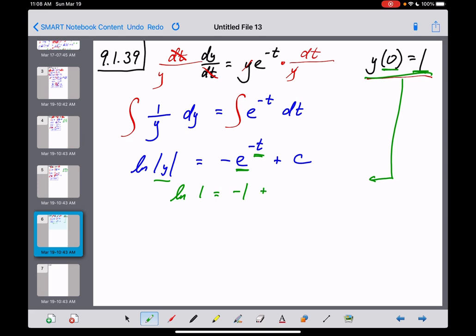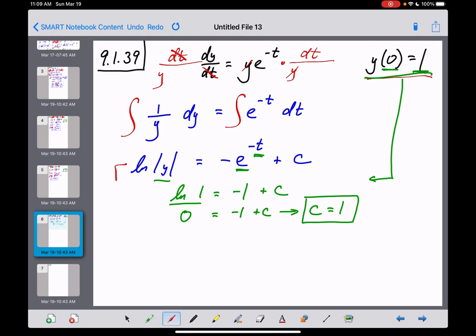So this is e to the 0, which is 1, and the opposite of that is going to be a negative 1 plus c. The only other tricky thing about this, the natural log of 1, is a value you guys should know. It's asking you e to what power is equal to 1, and that answer is 0. So 0 equals negative 1 plus c. All right, so we've got it, guys. C is equal to 1. That's a nice, easy number to work with.